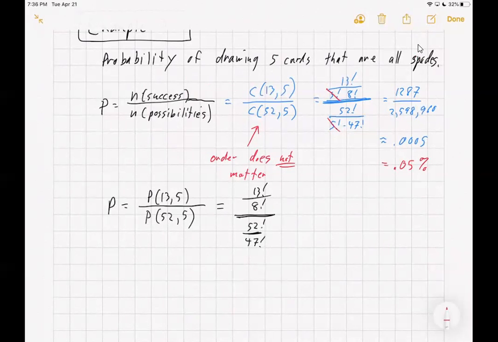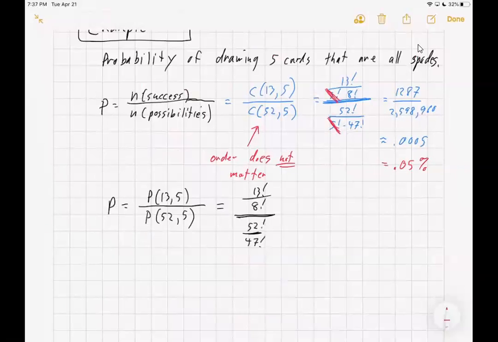If you look back up at the previous way of doing it, the 5 factorial could cancel out. It's the same in both the numerator fraction and the denominator fraction. So it will divide out if we multiply by reciprocals, that would cancel. And so we end up with the same result either way. So it is the same probability whether you think about the permutations or the combinations.